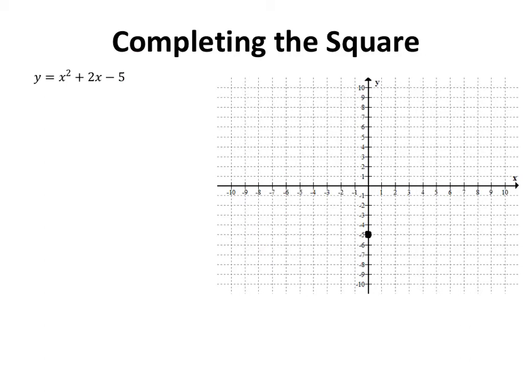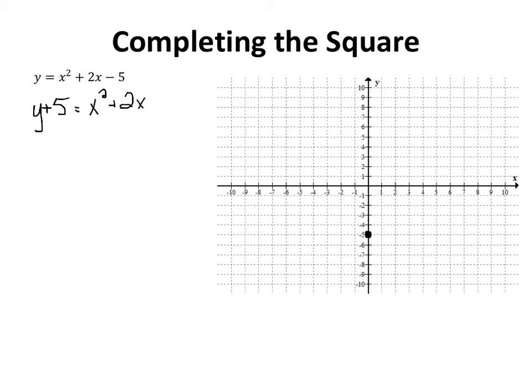Completing the square actually requires that you sort of say, what if this happened? How can I make this equation fit into what I want it to fit to? So the first thing that we're going to do is take this minus 5 and move that to the other side of the equation so that it becomes y plus 5 is equal to x squared plus 2x.